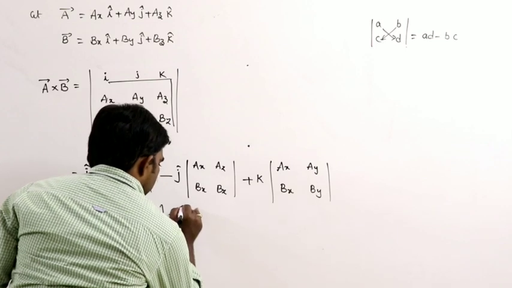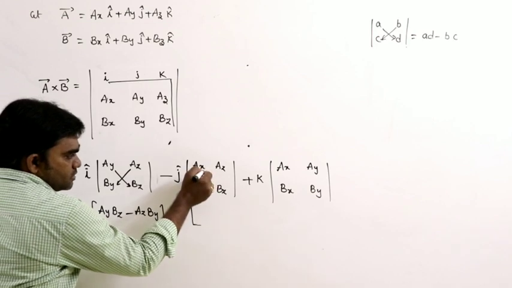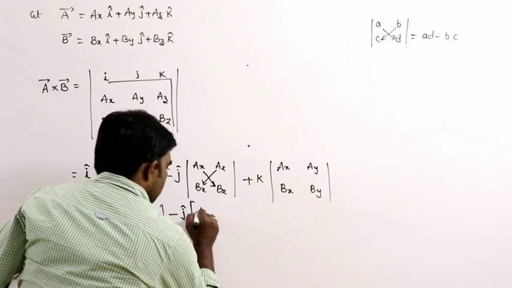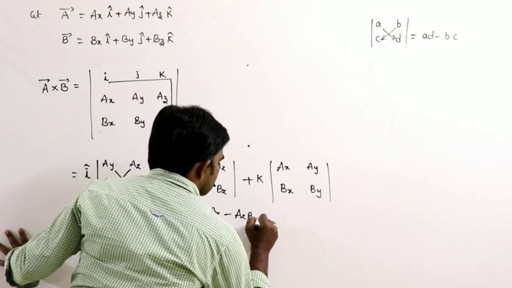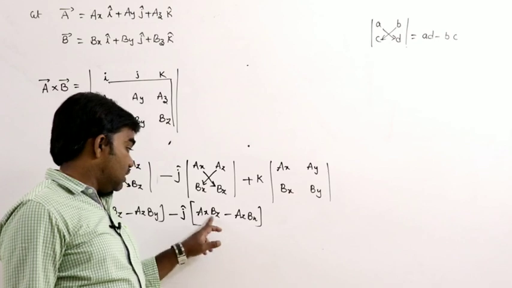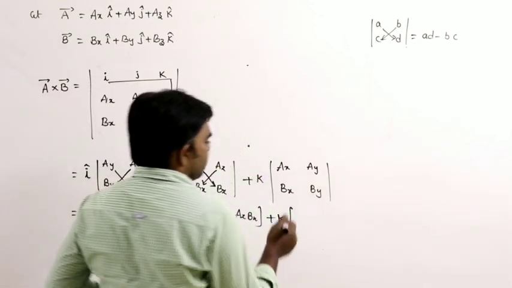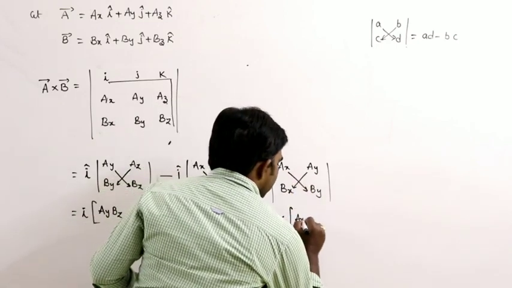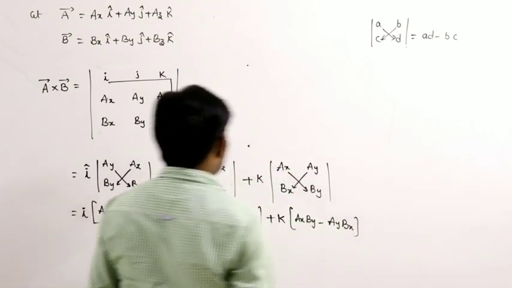Minus j into, here also let us say A, B, C, D. AD minus BC. So AX, BZ minus AZ, BX. Next, plus k into, here also again, AD minus BC. AX, BY minus AY, BX.